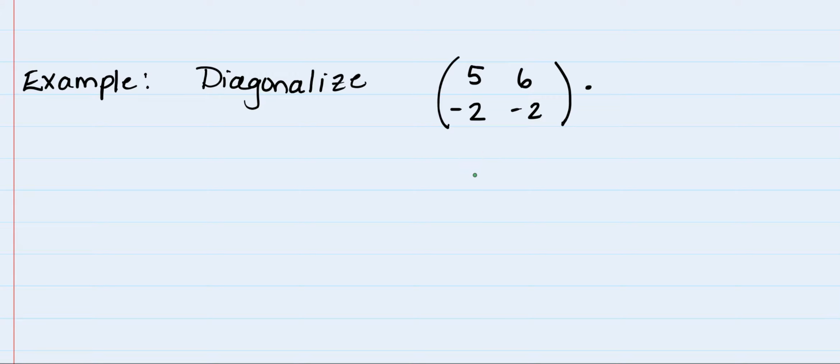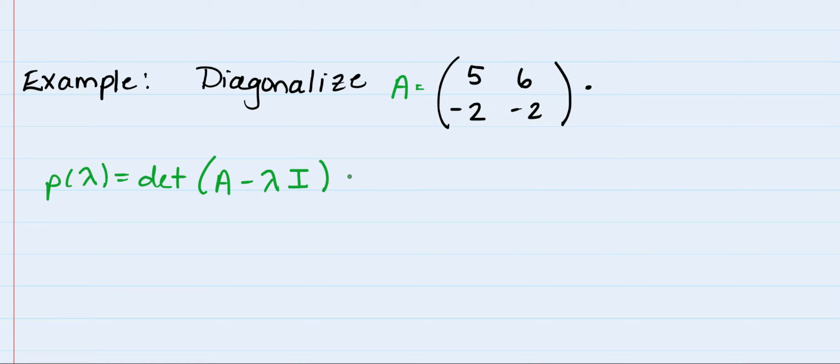So what we need to do is figure out the eigenvalues and the eigenspaces corresponding to those eigenvalues. That's the first thing. So let's find the characteristic polynomial. The characteristic polynomial is equal to the determinant of this matrix, let's call it A, minus lambda times the 2 by 2 identity matrix. So this is the determinant of 5 minus lambda, 6, -2, -2 minus lambda.